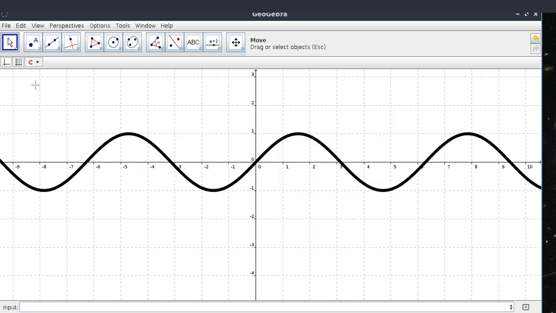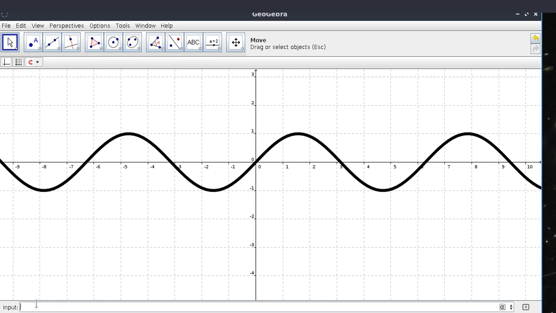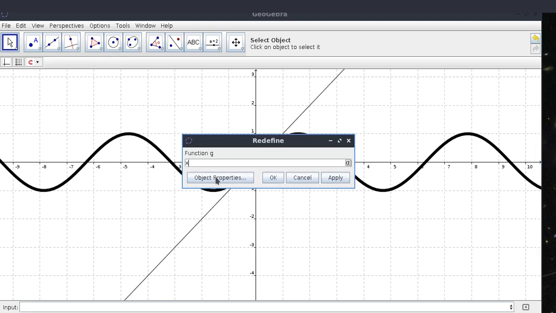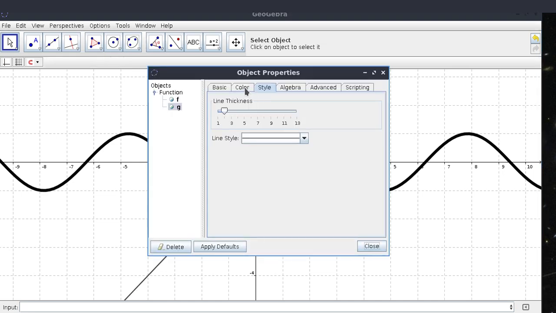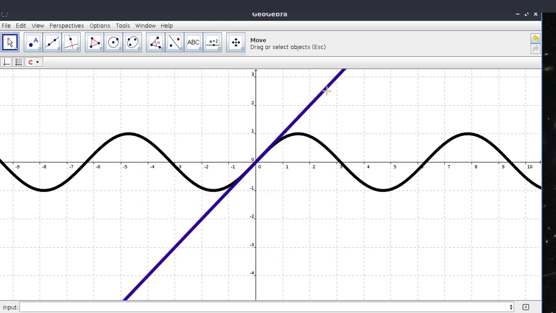Now here, what we're going to do is to plot x as another function. What we have is y equals x. We have the line y equals x. We're going to adjust it as well, and let's change the color. Let's use dark blue. This is the line y equals x.